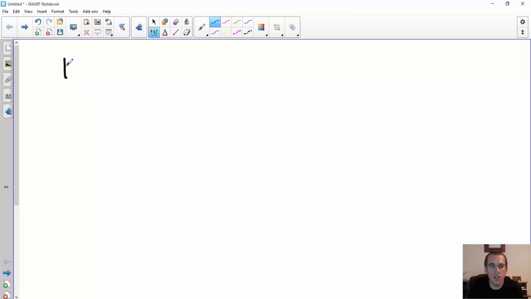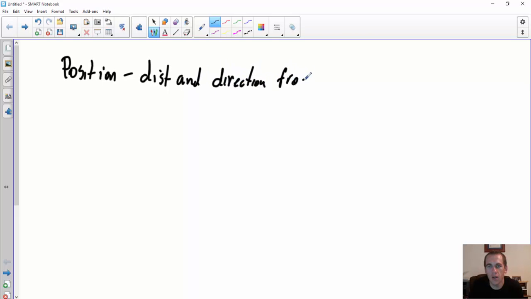In this lesson, we're going to review position, displacement, and velocity, and how we graph them and what those lines mean. So position, remember, is distance and direction from a reference point. The reference point is whatever it is we're using to describe the rest of our motion. A lot of times we use the motion detectors for our reference point.